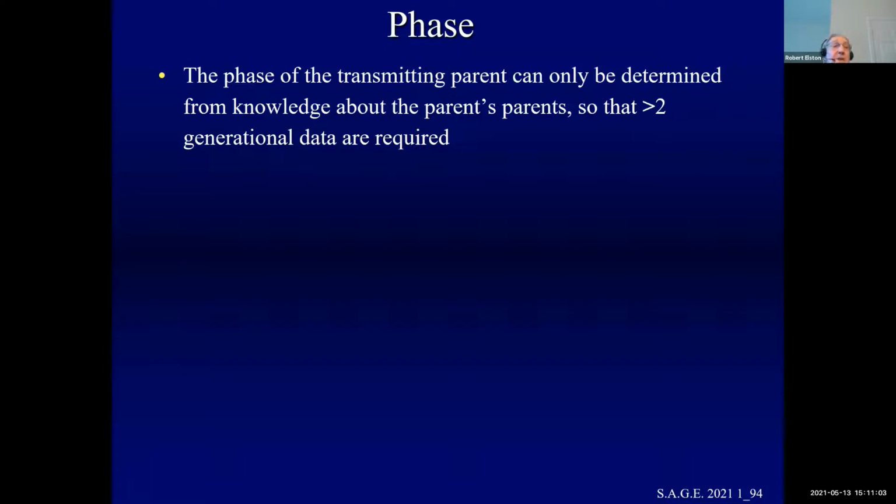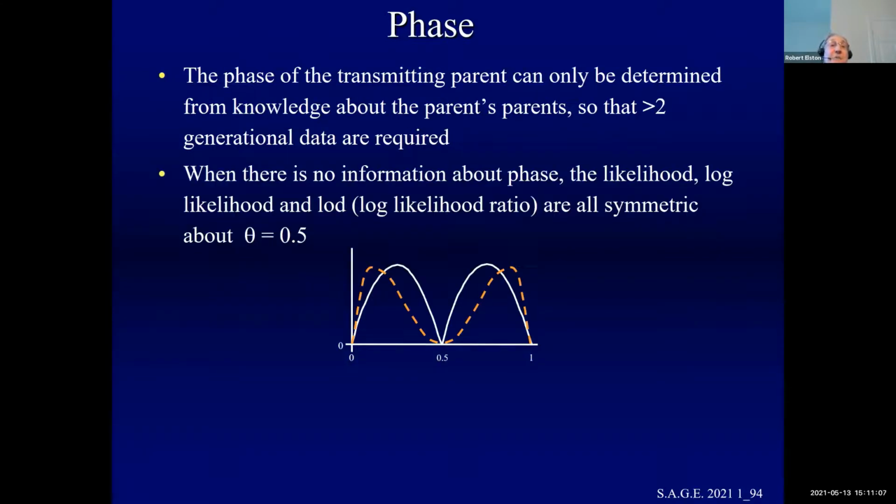So what does this mean? When there's no information about phase, I don't care what people might say, the likelihood, log likelihood, and the log likelihood ratio are all symmetric about theta equals 0.5, the recombination fraction. Now you may say, but I know it's not between 0.5 and 1, so it can't be there. But that's your assumption. The data cannot tell you that. All the data says is that it's either the left curve or the right curve, either the continuous white line or the dashed yellow line. You don't know. It's your assumption that the recombination fraction is less than 0.5. The data cannot tell you that.